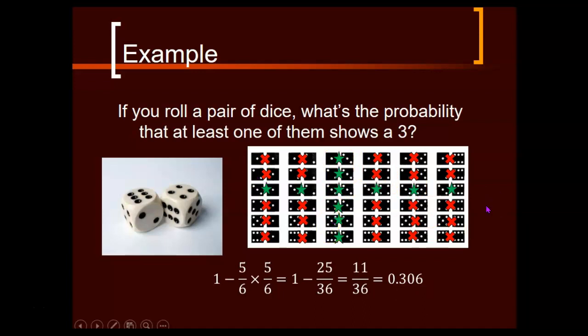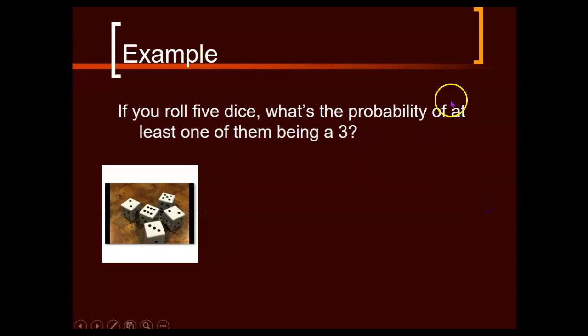So we could have done either way, but what if I ask you, if you roll 5 dice, what's the probability of at least one of them being a 3? If we tried to go through all the different ways that 5 dice could turn up and count how many of those outcomes have at least one of the dice showing a 3, it would take a long time because there are 7,776 possible outcomes. Not just 36, but 7,776 that we'd have to go through.